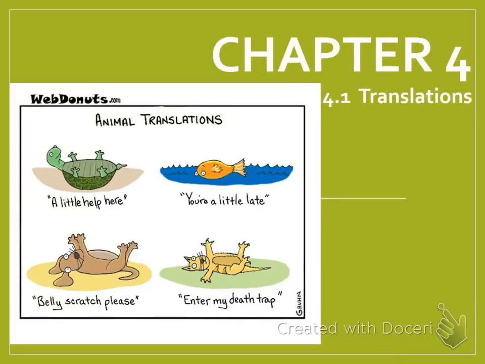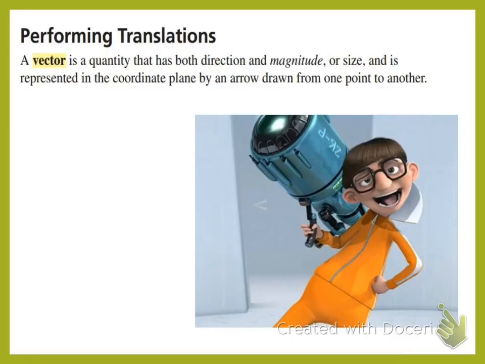So this unit is a unit about translations. When we perform a translation, we often use what's called a vector. So you might remember Vector from Despicable Me. Vector was a villain, and he talked about himself as having both direction and magnitude in the committing of his crimes. A vector is a quantity that has direction and magnitude.